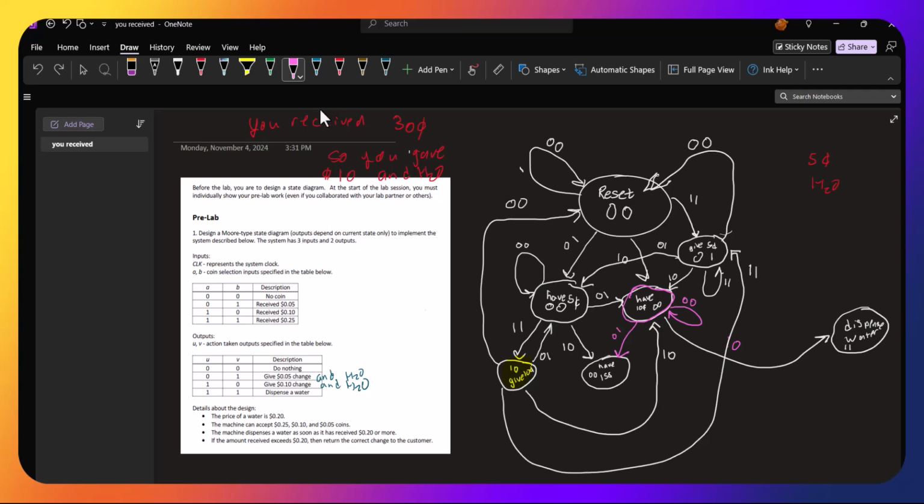Okay, so that would be that we would go to a state where, so this is going to be completely different from what I did last year, but that's okay. There are different ways of doing this. You just have to be able to explain it when you demo your project. So this would be that you get a quarter, and then you have 35, so let's say you give 10 cents change.